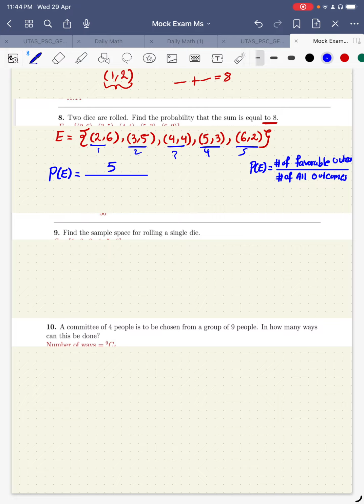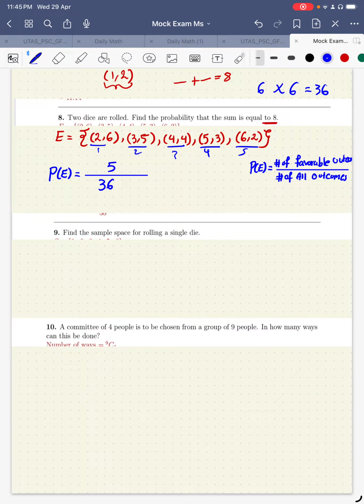And what is the total number of outcome? See, this one is a bit trickier, but you can think about it. What is the sample space, or what is the number of outcome in the sample space of throwing one die? It is 6. So if I have another die, it will be also another 6. If I multiply them together, I'm gonna get 36. So the total number of all outcomes is 36. So my probability is 5 over 36.